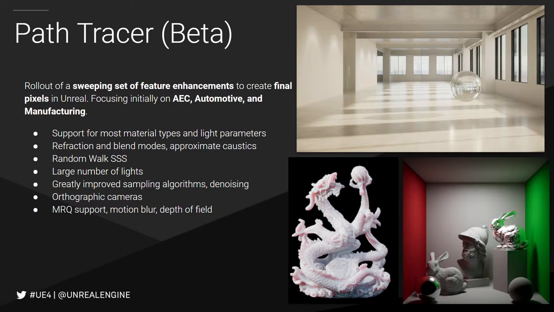But of course, we also think the path tracer is useful beyond just being a reference, especially for folks in the enterprise space: archviz, automotive, manufacturing, even film and TV. Basically anybody that's looking for final quality pixels without having to leave the engine. So some of the things we've improved: we've gone through all the major material types, all the light types, and most of the light parameters. This includes things like refraction and blend modes. We now have a reference quality random walk subsurface scattering, the kind you might find in an offline renderer. We've made a number of improvements to sampling overall, including how many lights are managed. Previously, the path tracer had a hard limit of 256 lights. That's mostly been lifted.